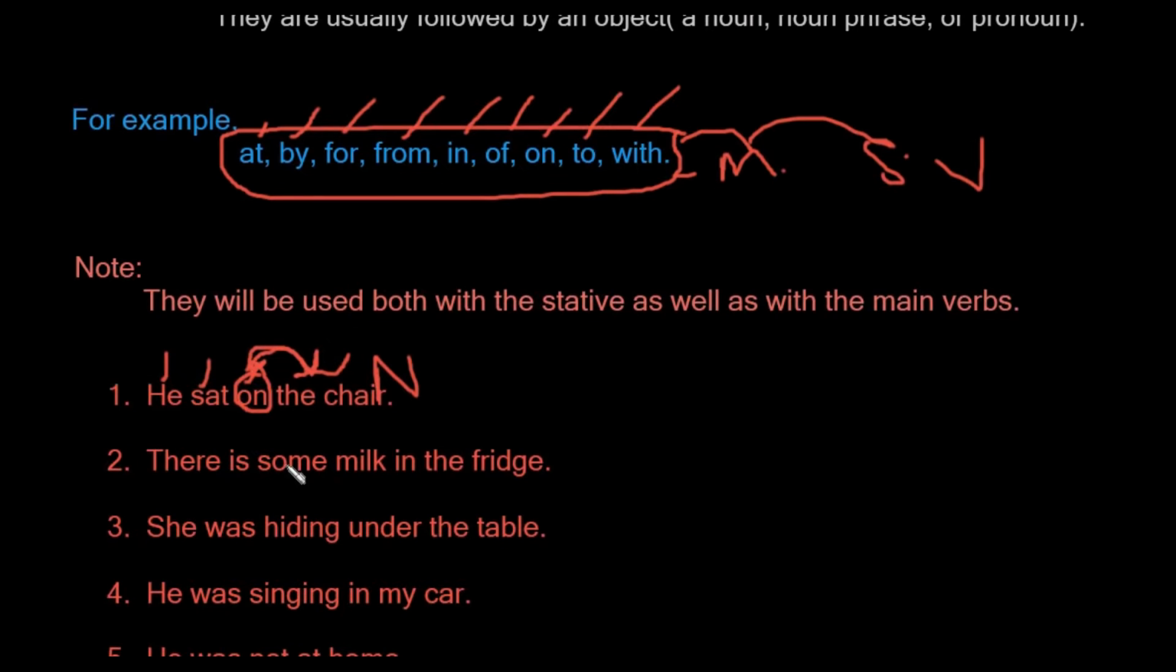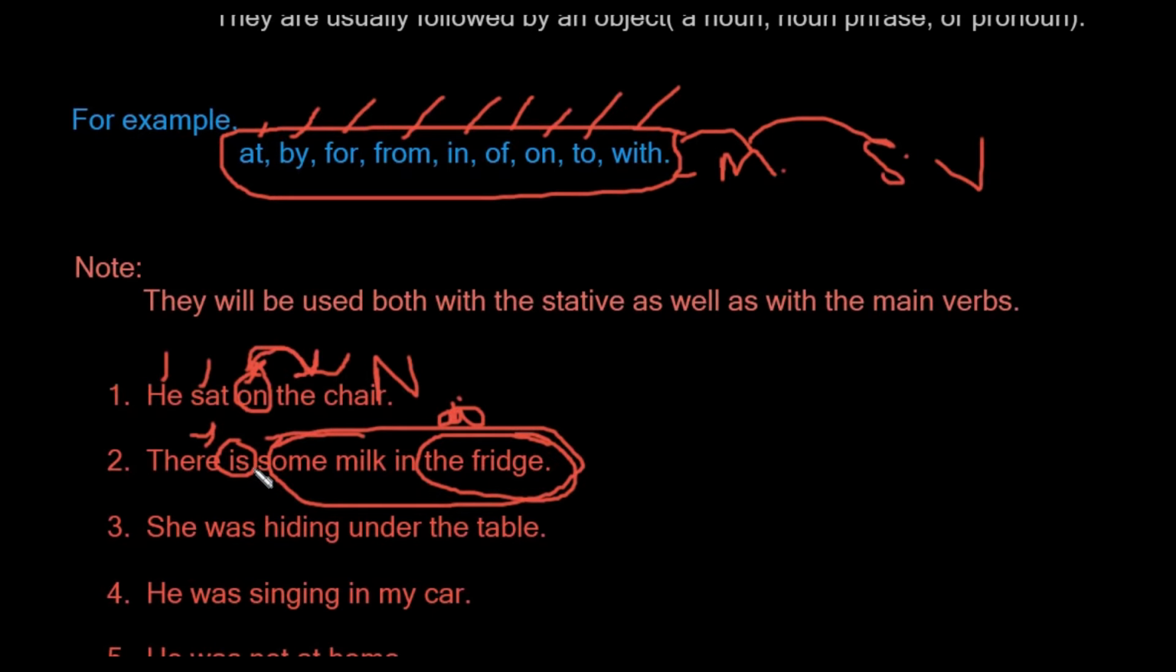The second sentence: there is some milk in the fridge. There is the subject. Is is a stative verb here. And some milk in the fridge is the object, or we can say it is the complement, because it is completing the sentence.